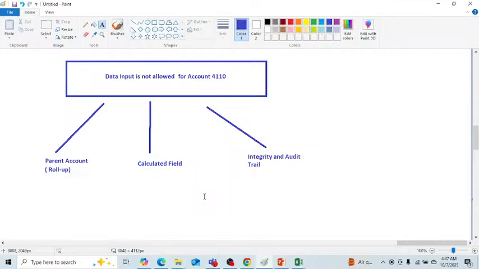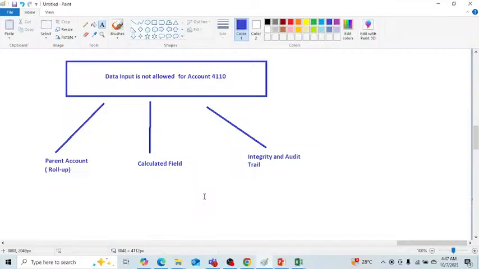If I talk about account type, it is revenue or expense. Consolidation operator, we will just keep as plus, that is addition or an aggregate sign. For data storage we will keep it as Dynamic Calc. And the time balance property, we will make it Flow.